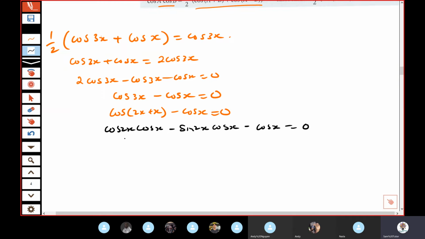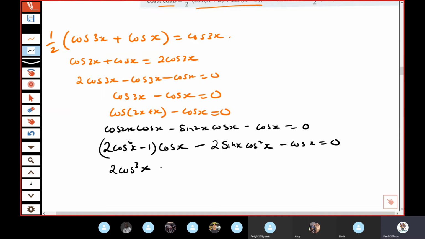Continue. Cos 2x. I'm going to change that to cos squared. No, I'm going to change it to 2 cos squared x minus 1. That's just up to me. Minus sine 2x is 2 sine x cos squared x, right? Because that's 2 sine cos times cos is cos squared, minus cos x equals 0. Next line. That becomes 2 cos cubed x minus.